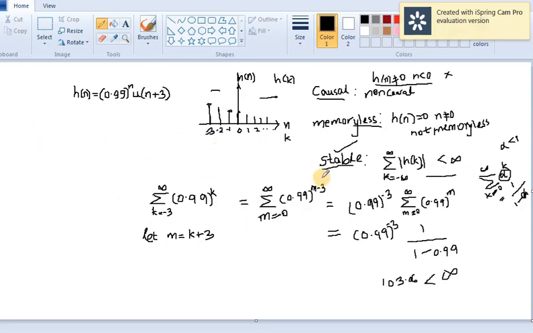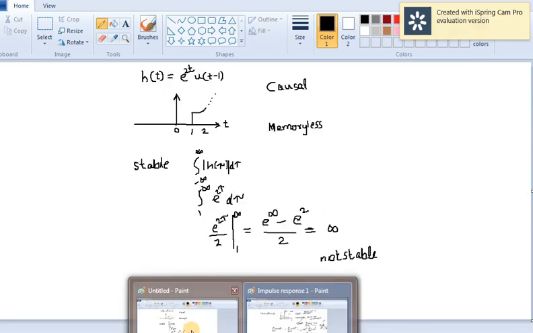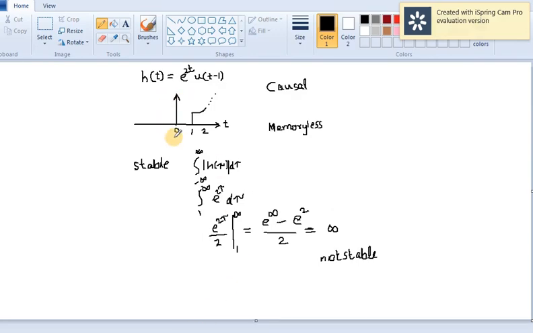So we can see some other discrete problems if there is a problem in solving them. Then let's go for solving a continuous time signal, a similar kind of problem. So let's consider this problem. Here, the impulse response of the system h of t is given as e raised to 2t u of t minus 1. And we need to check whether it is causal or not, whether it is memoryless or not, whether it is stable or not. So we can draw the signal.